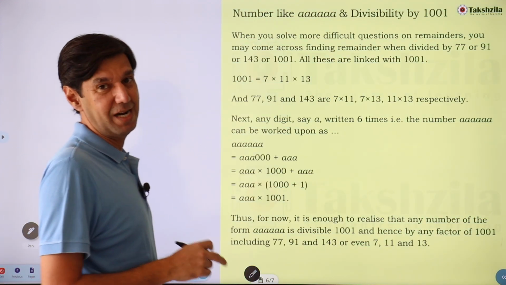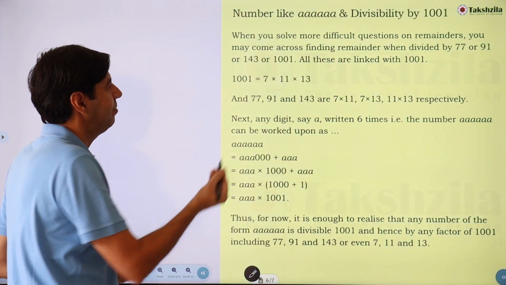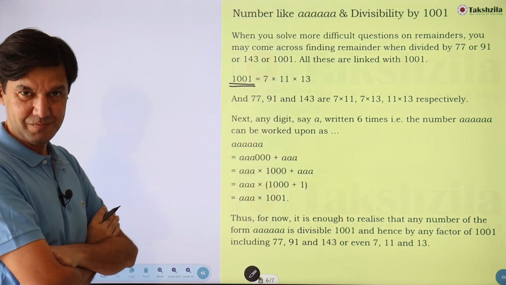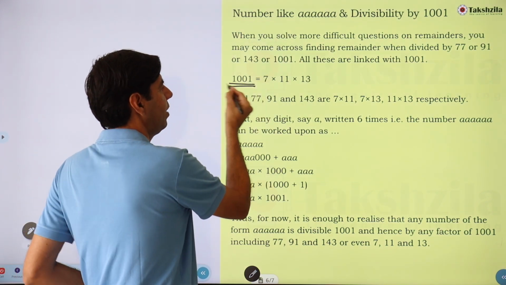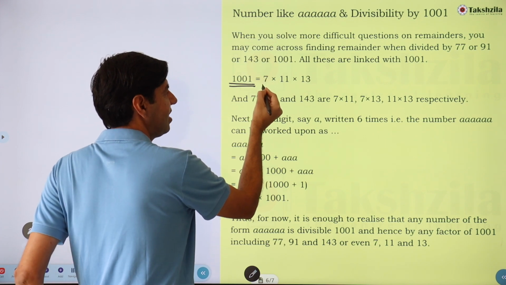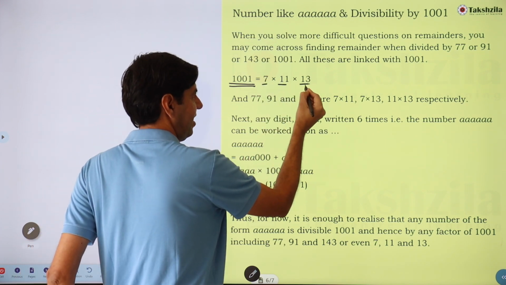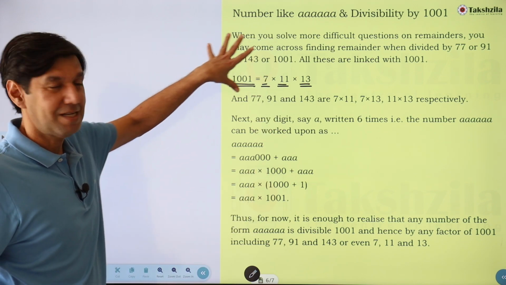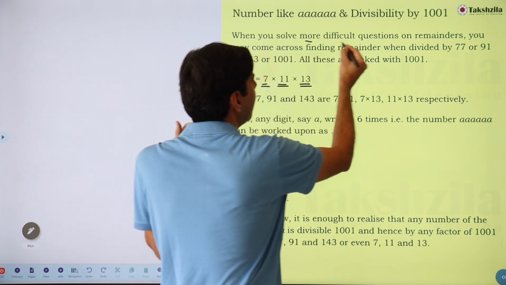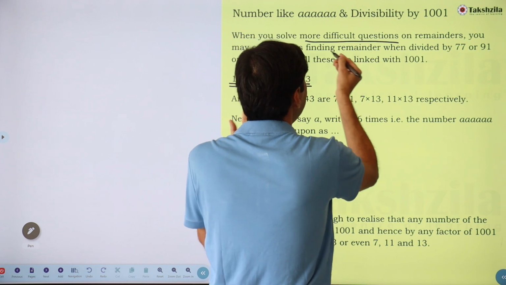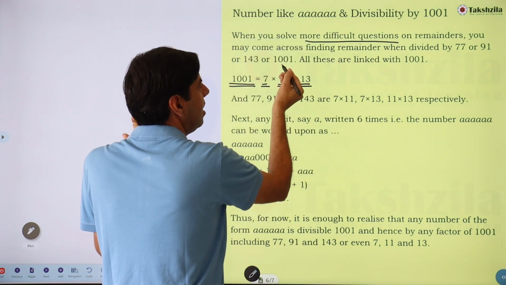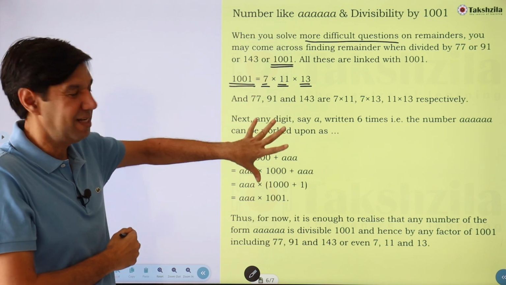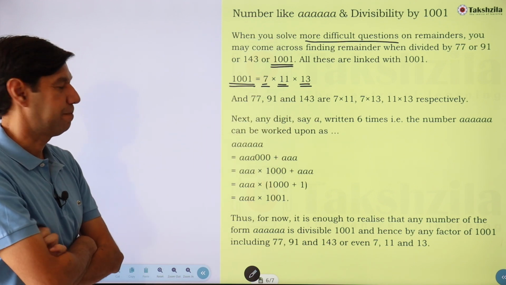Okay, last, let's wind it up now. There is this number 1001 which keeps getting repeated quite often. And this 1001, when you factorize it, you find it's a multiple of 7, 11 and 13. It's an important number to keep in mind. As you solve more difficult questions, you might find remainders linked with 1001 and so on, right? So this is a little tougher part.